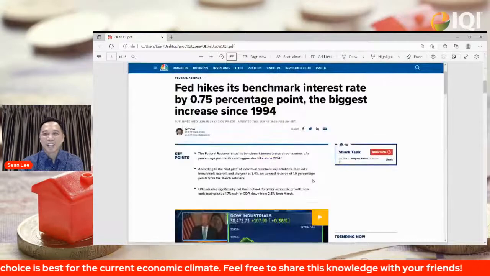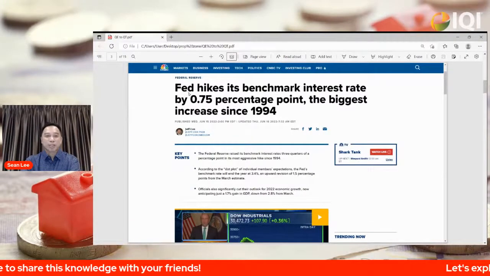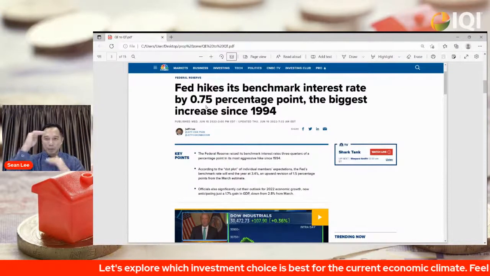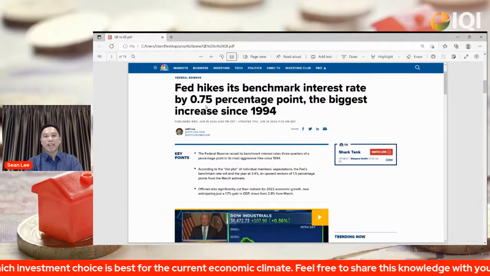Now, not too long ago, less than a month back, on June 15, the Fed, which is the central bank of the US, hiked its benchmark interest rate by 0.75, which is 75 basis points. This is the biggest increment since 1994, for the past close to 28 years, right?